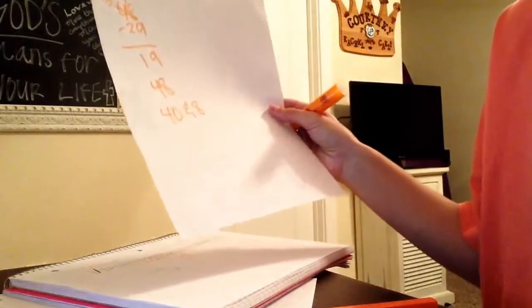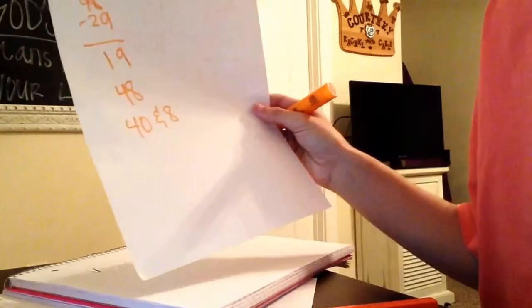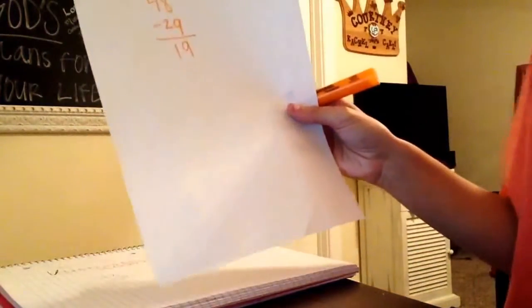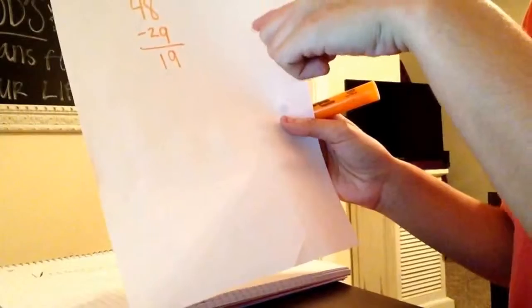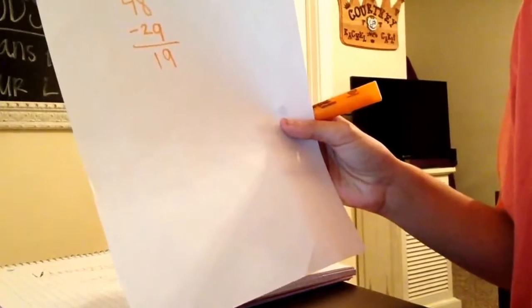So let's start off by breaking this problem down. Solve subtraction by regrouping using a set model. So 48 minus 29, the 4 is in the tens place and the 8 is in the ones. And the 2 is in the tens place and the 9 is in the ones. So what you're pretty much saying is there's 40 and there's 8 ones, and there's 20 and there's 9 ones.